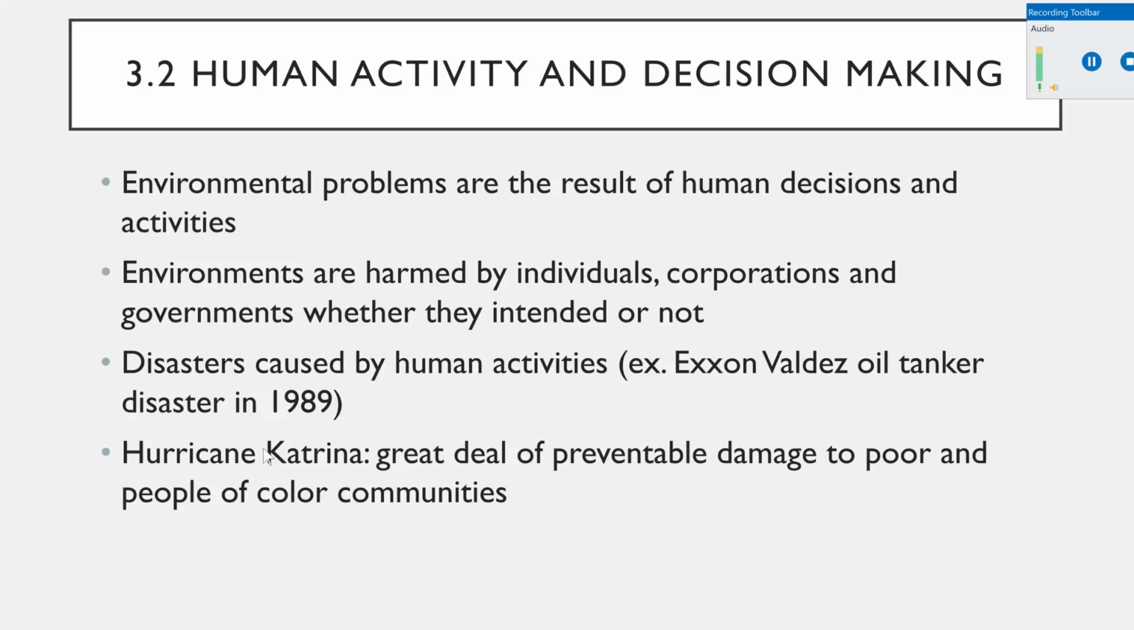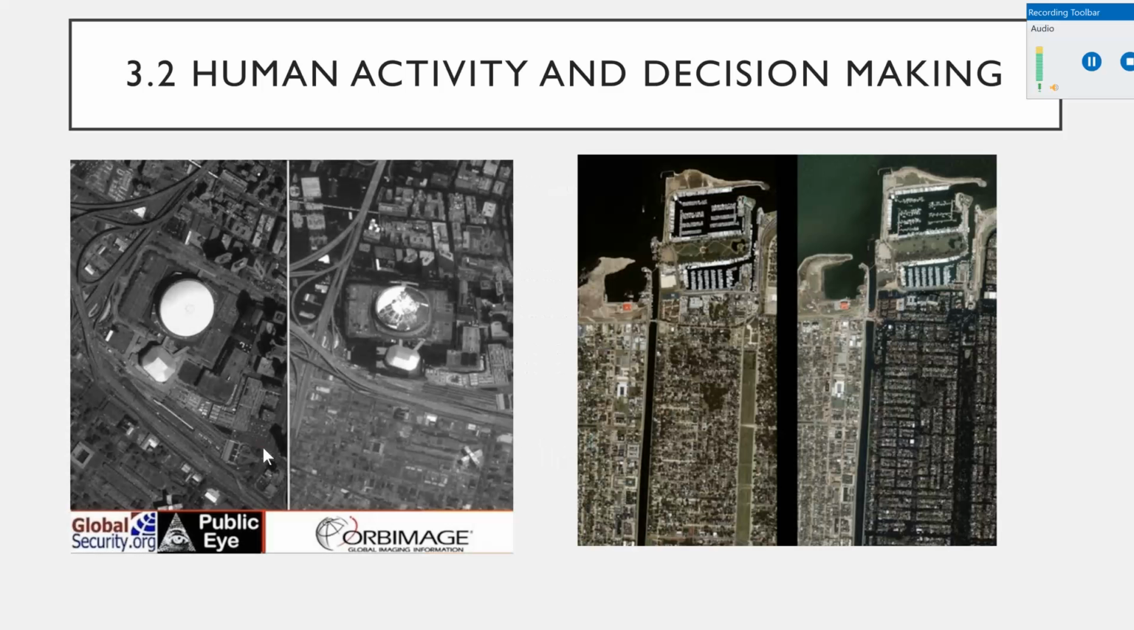So you can see a great deal of preventable damage to poor people in the world and communities of color, because of no understanding of land usage or something. They were reported to have higher chances of flooding. However, they didn't make any big changes. So you can see a very clear line of distinction. I mean, this is before Katrina, and this is after Katrina.